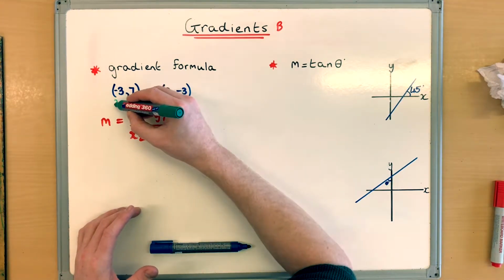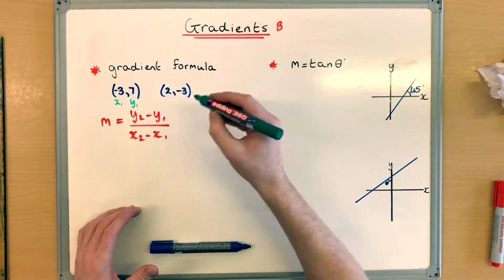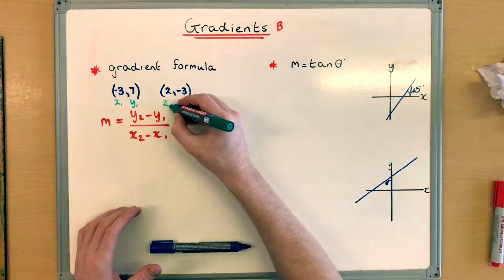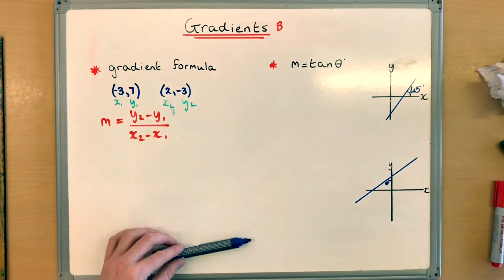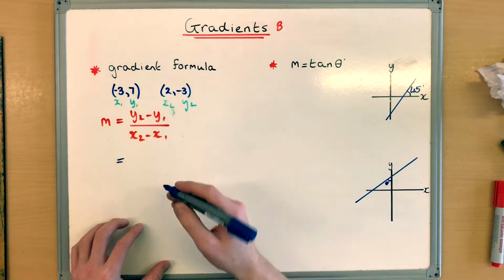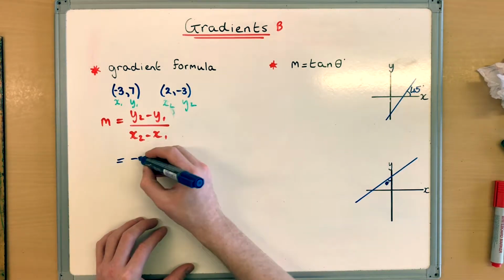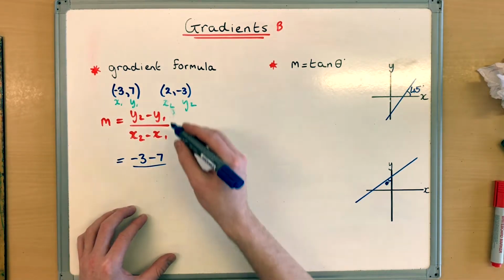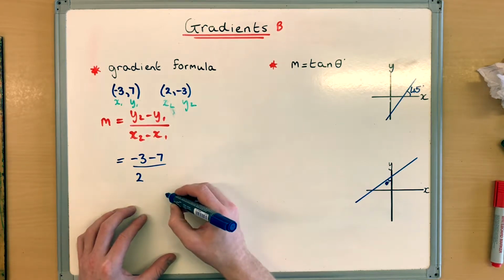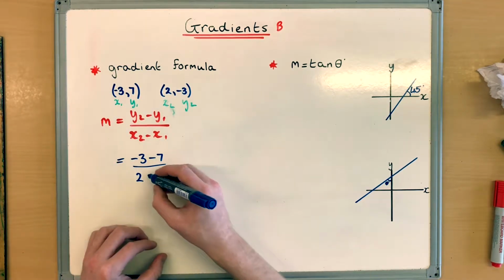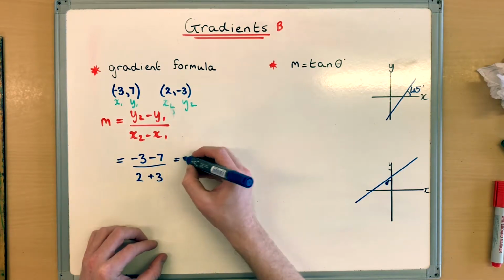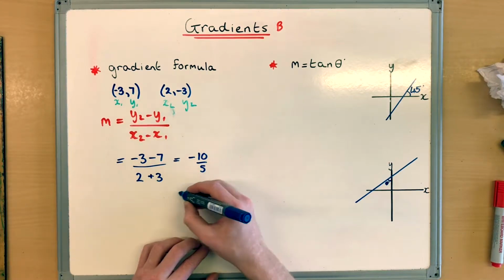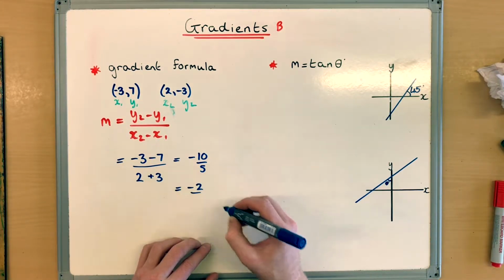I'm going to make this one coordinate 1, so that's x1, y1, and I'm going to make this coordinate 2, so that's going to be x2, y2. So we're going to be very careful with negatives here. We're going to put -3, y2, take away y1, and we're going to divide by x2, take away x1. So take away -3, well, that's adding 3. So what we get is -10/5, which is the same as a gradient of -2.